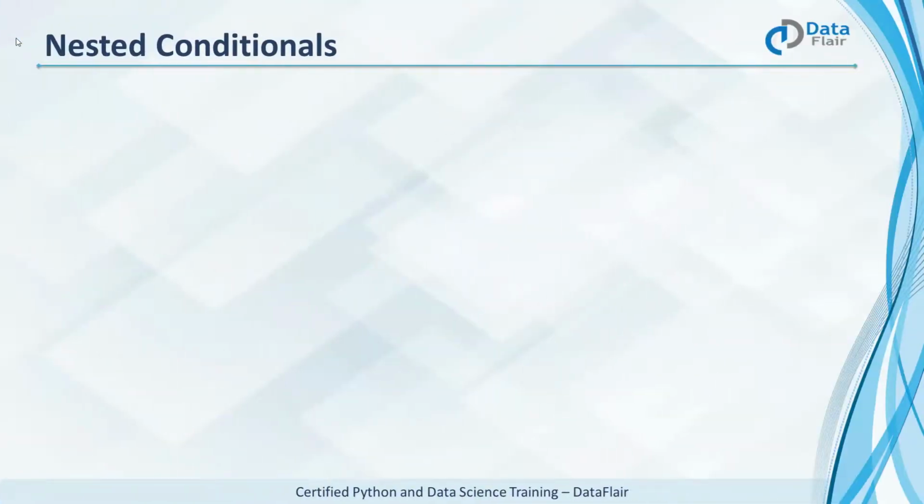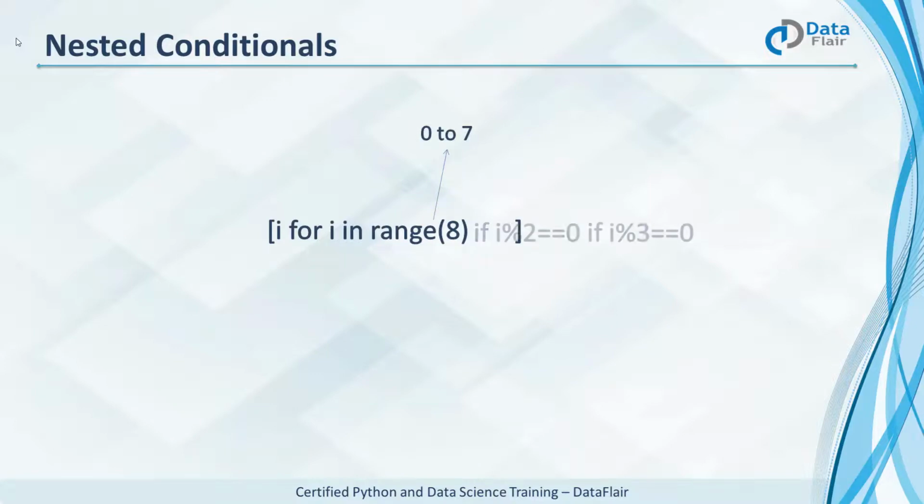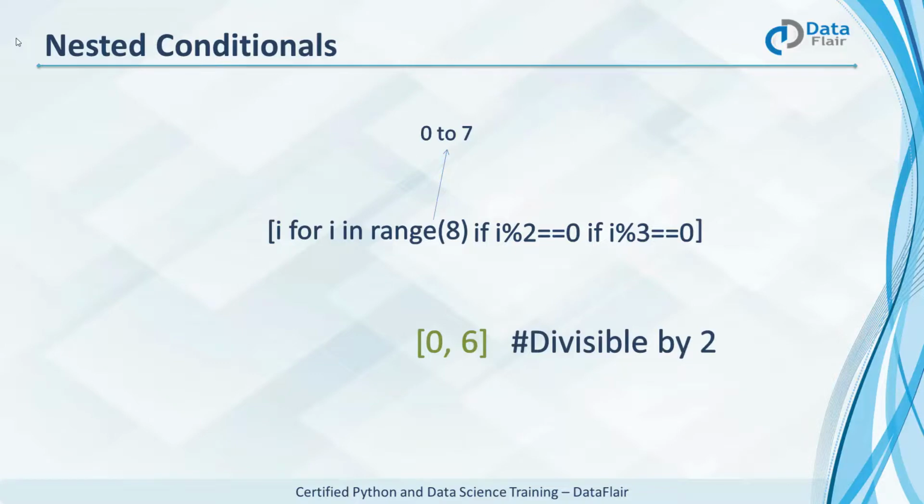We can also put multiple conditions by nesting conditionals. 0 to 7. The values should be divisible by both 2 and 3. This gives us a list with the values 0 and 6. These are divisible by 2 and also by 3.